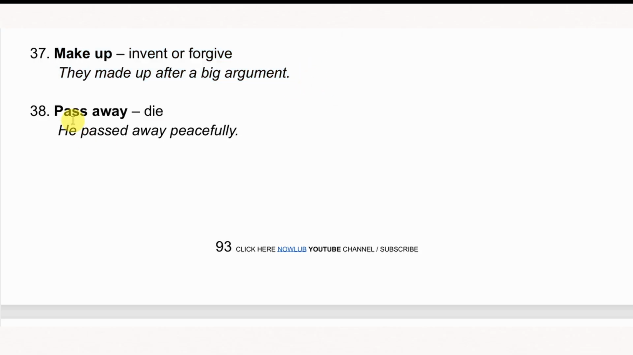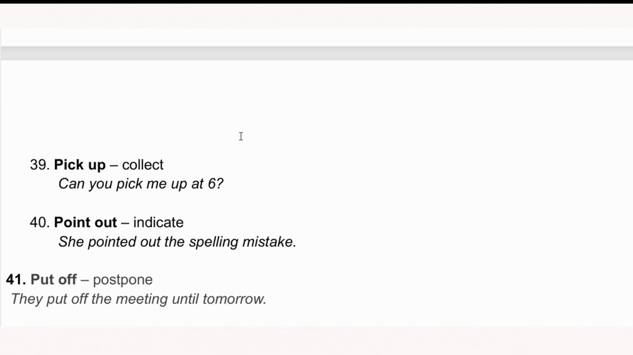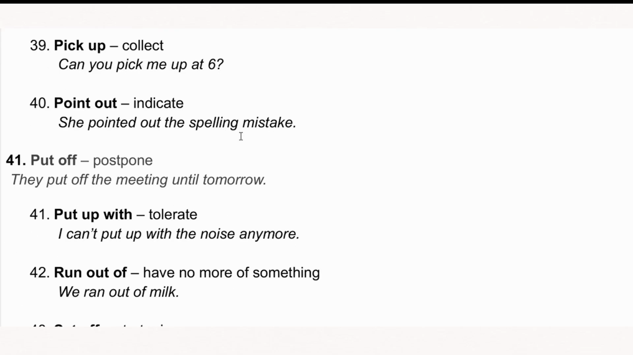We also have 38, to pass away. This is to die or to kick the bucket. His uncle passed away peacefully, or his uncle passed away last month. We have 39, which is pick up. And the verb to pick up means to collect.